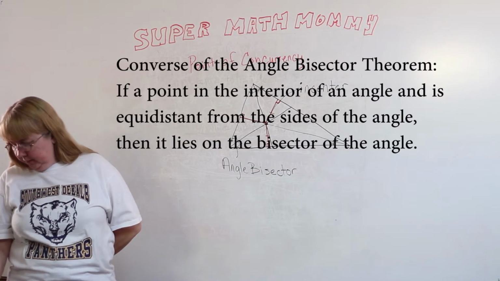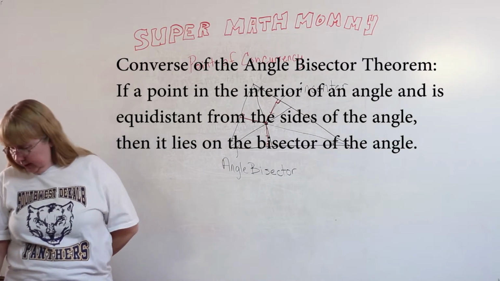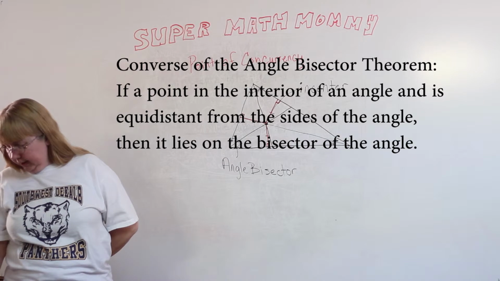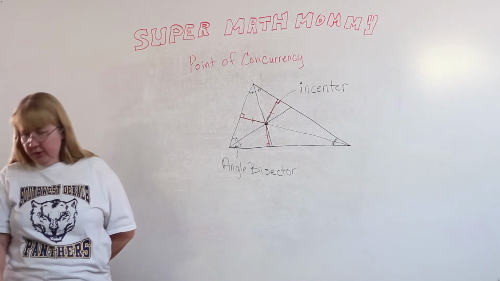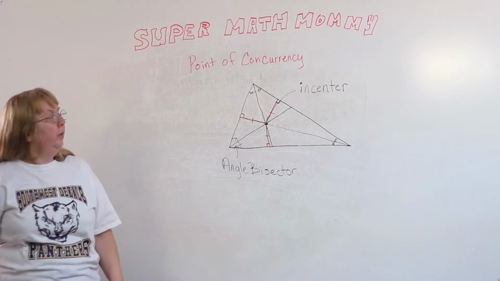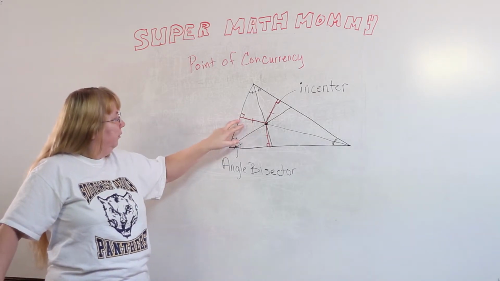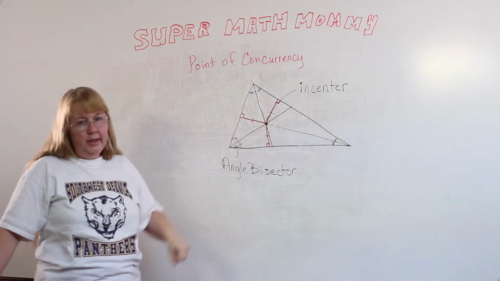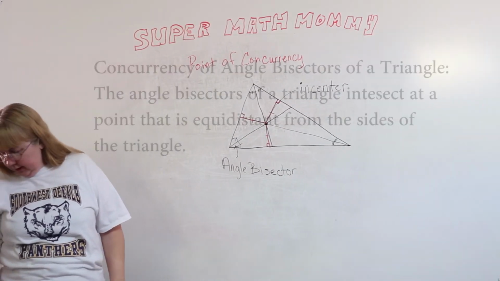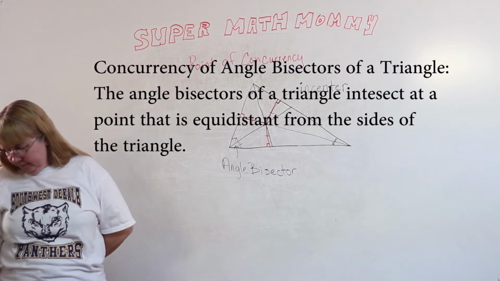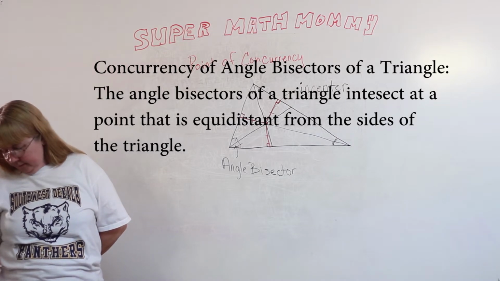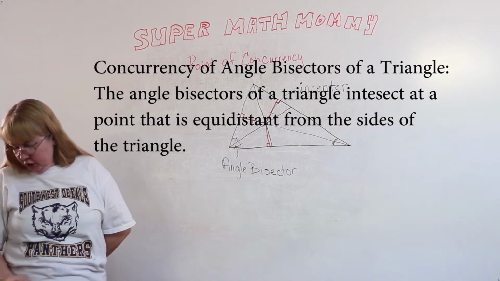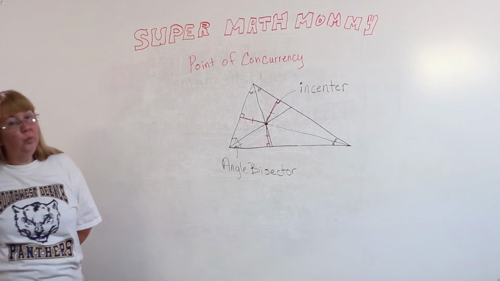The converse of the angle bisector theorem states that if a point is in the interior of an angle and is equidistant from the sides of the angle, then it lies on the bisector of the angle. So that just means that we go from the points, these are equidistant, they meet at this point, so that means that it's on an angle bisector. The concurrency of angle bisectors of a triangle, theorem 5.7, says the angle bisectors of a triangle intersect at a point that is equidistant from the sides of the triangle. So let's see what we can do with that.